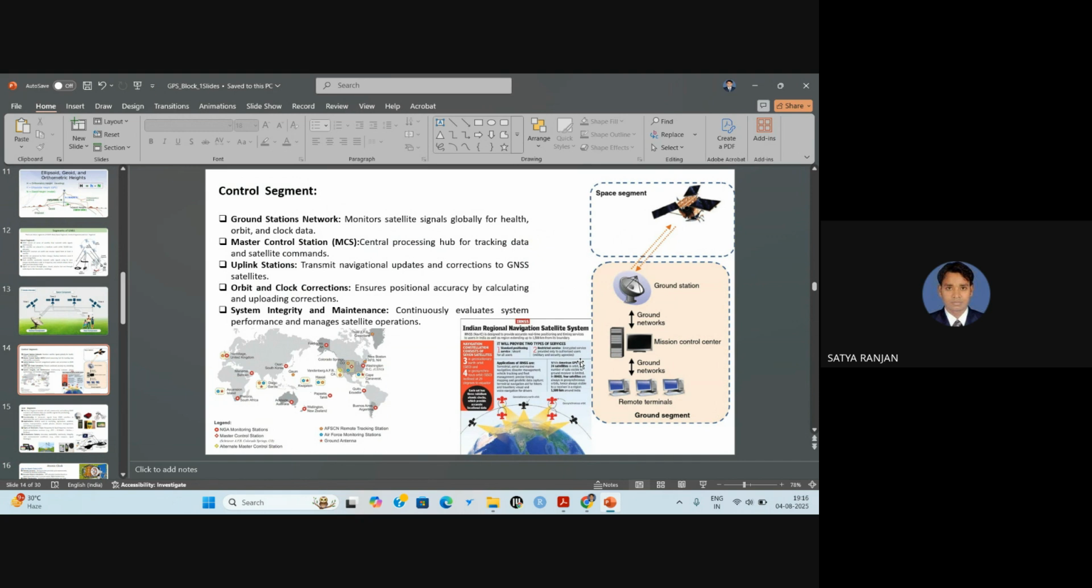if some updating is needed for orbital and any atomic clock related information. Then orbit clock corrections, so it's your positional accuracy and calculating the uploading corrections. So these types of corrections are calculated. Then system integrity and maintenance, so continuously evaluate system performance and manage satellite operations. So these are basically control segments.